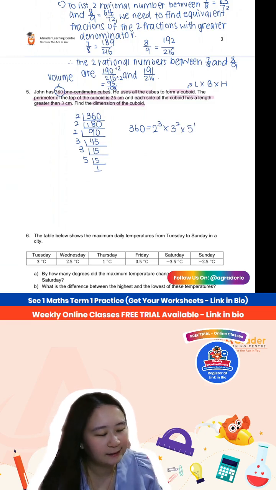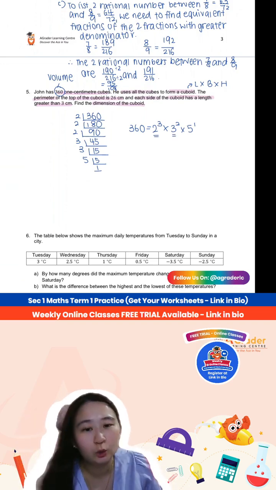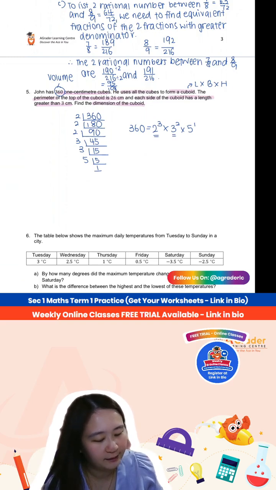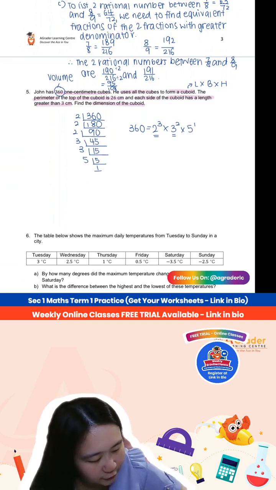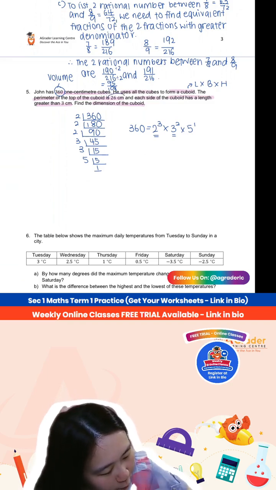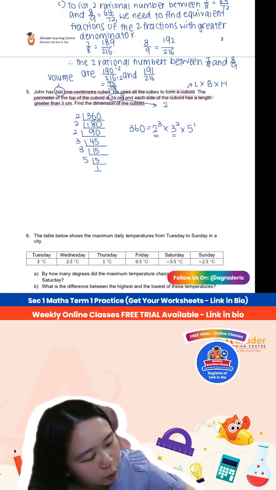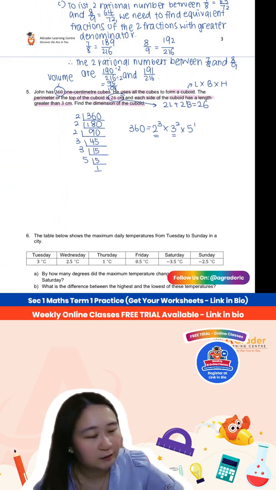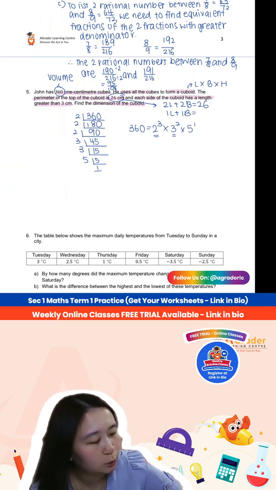Okay? And they tell you that it has to be greater than 3, so I can't just stop at 2 or 3. 2 and 3 cannot be the length, breadth, or height, while 5 is possible because 5 is greater than 3. Then we have to look at the perimeter of the top of the cuboid. If perimeter is 26, it's 2 length plus 2 breadth equals 26. So with this, I can find my 1 length plus 1 breadth. I divide by 2, I get 13.